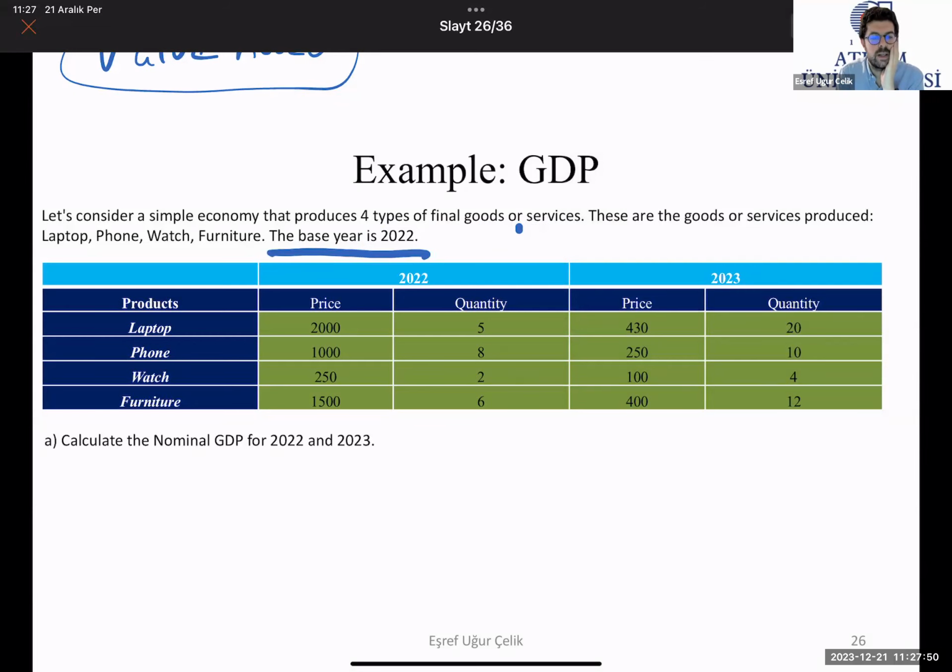The base year is 2022. That means that in calculating nominal GDP, we cannot use the base year, but for calculating real GDP, we can use the base year. What is the difference between nominal GDP and real GDP? In real GDP, we eliminate the price effect by fixing the price. And for fixing the price, we use the base year price. Okay, let's start.